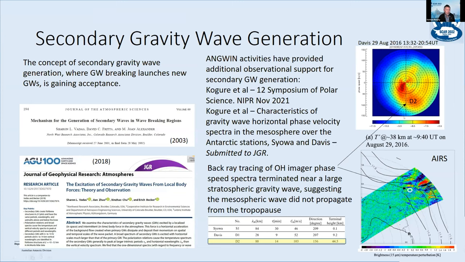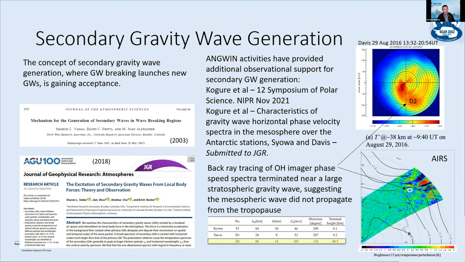So on the top right panel, the D2 area describes part of that phase speed spectrum that's been obtained from hydroxyl imager observations for that particular night in August. And what Masaru has done is taken those waves and backtraced them down through the atmosphere. And what he finds is that those particular waves terminate at about 45 kilometers. So the ray tracing suggests that that's where they come from.